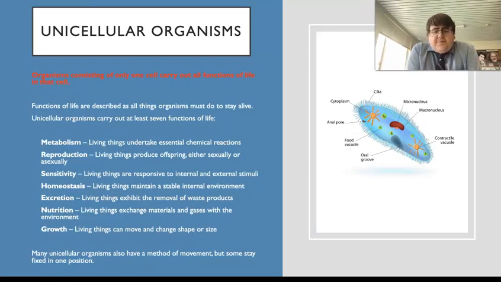So unicellular organisms, as that name suggests, are organisms that are made up of one cell, uni meaning one, cellular meaning cell, so one-celled organisms. Now, just because they are made up of only one cell, that doesn't mean that they can't carry out all the functions of life in that cell.